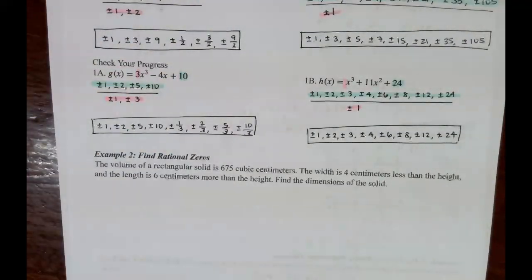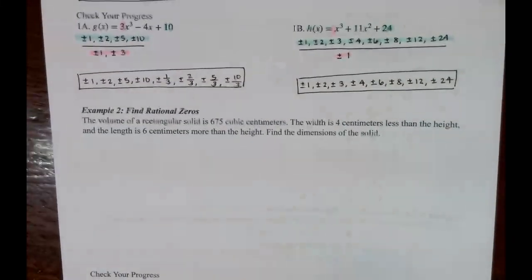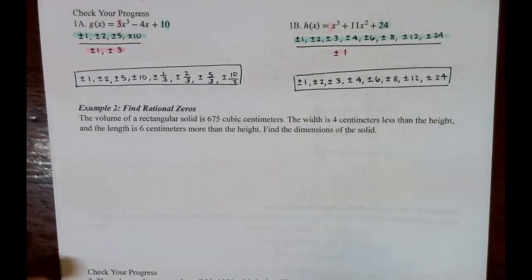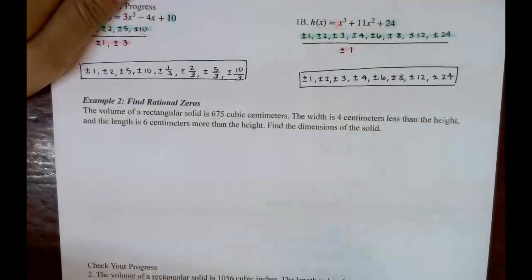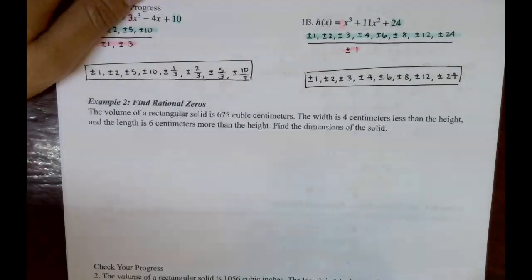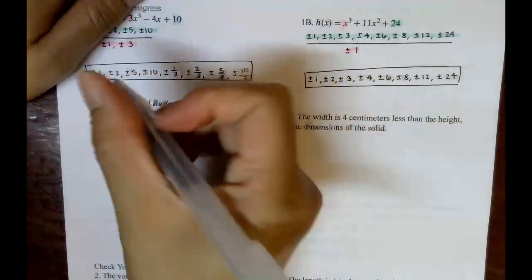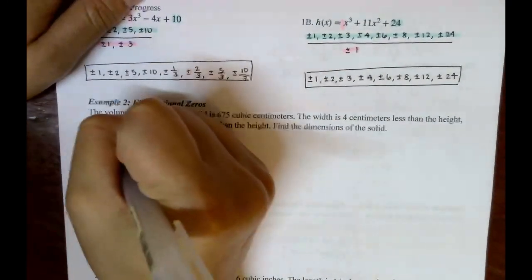Okay, so here is the next example. Example 2. The volume of a rectangular solid is 675 cubic centimeters. The width is 4 centimeters less than the height, and the length is 6 centimeters more than the height. Find the dimensions of the solid. So I'm going to make my h height.